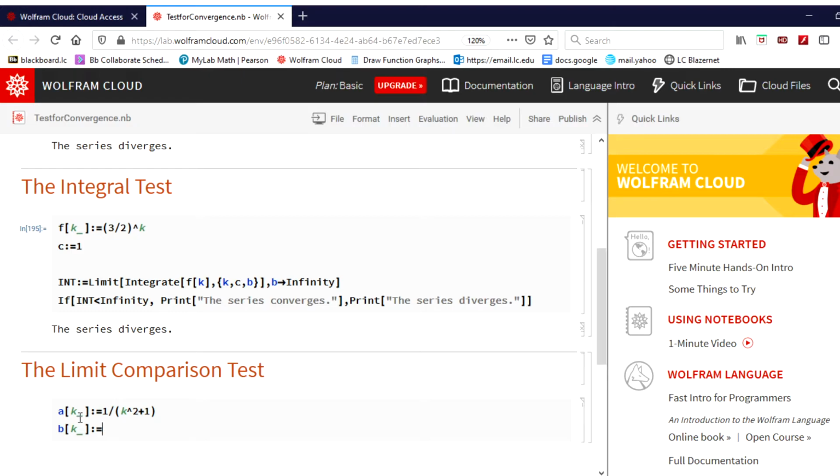Now again folks, to use this test, you have to already have a series ahead of time that you know that you want to compare to. And here it might be convenient to compare to 1 over k squared, right? What we're going to have to note is b's behavior. Not only do we have to know a b to compare to, but we have to know its behavior. And there's one of two types of behaviors we could have. We could have convergent behavior, or we could have divergent behavior.